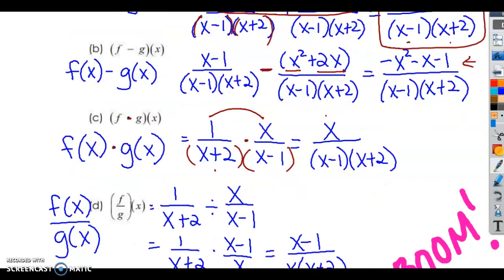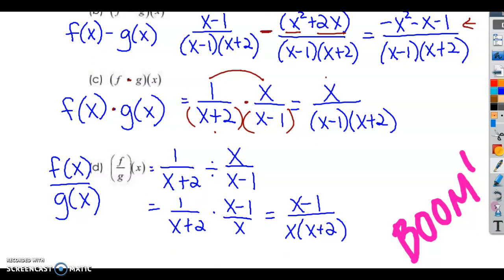And for the last one, we're almost done here. This means f of x divided by g of x. When you write this, you never divide by fractions. You always multiply by the reciprocal. So the first step, and you should be writing this out, is change. I changed division to multiplication, and then I flipped. And then I went ahead and multiplied.